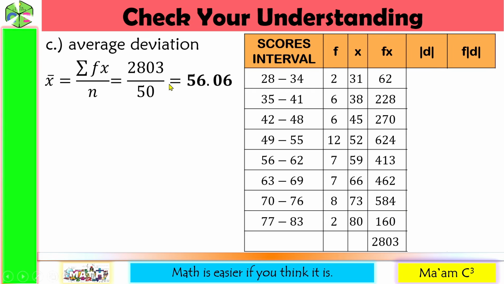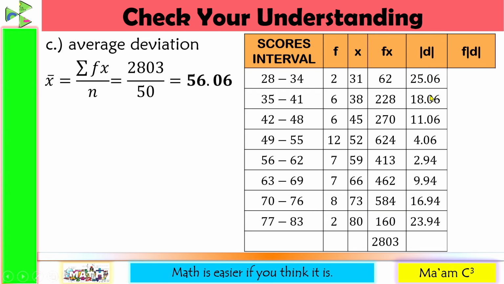To solve for the absolute value of the deviation, that would be x, 31, minus the mean, 56.06, and that is negative 25.06. But we need to get the absolute value, so that is positive 25.06. Do the same thing for the rest of the rows. Again, 38 minus 56.06 is negative 18.06, but you need to get the absolute value. That's why we have positive here.